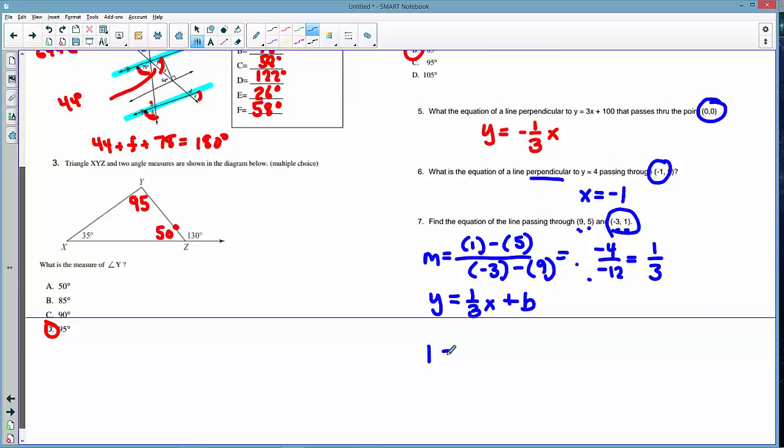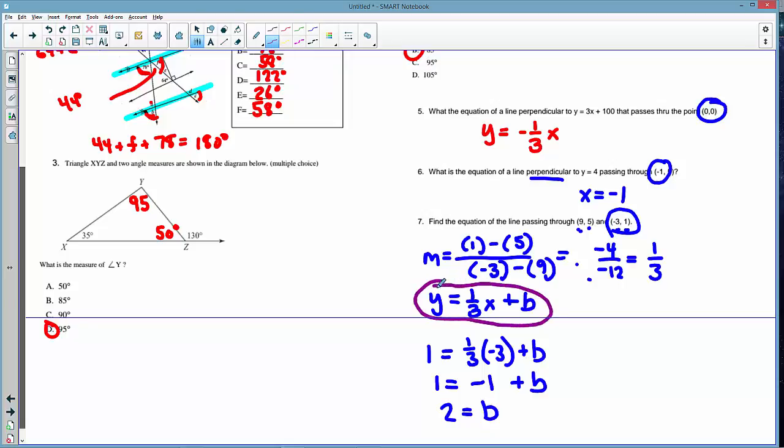So I'm going to get 1, that's the y value, equals 1/3 times x. Now x is negative 3, plus b. That's equal to negative 1. Add 1 to both sides. And 2 equals b. So the final answer is what we had up here, but with the b in its place. Okay, so the final answer to 7 is y equals 1/3 x plus 2. That's from this number 2 right there. Okay, let's move on.